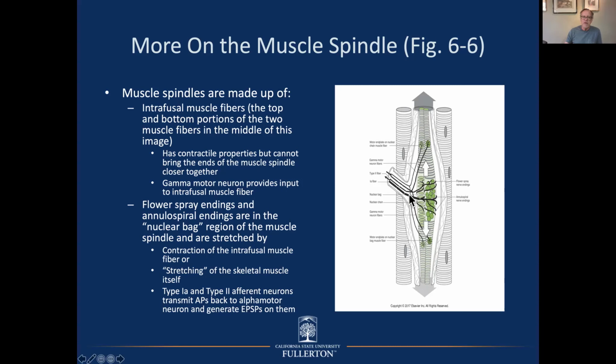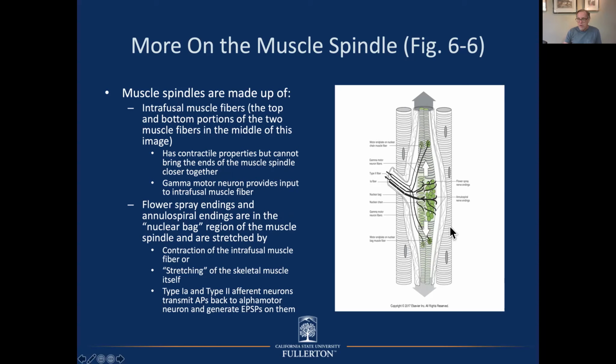So the intrafusal muscle fibers have contractile properties, but they cannot bring the ends of the muscle spindle closer together. Gamma motor neuron provides input to the intrafusal muscle fiber. Now that's a key point. So what kind of a neuron and what system is going to give instructions to intrafusal muscle fibers to contract? Gamma motor neurons. What neurons give commands to extrafusal muscle fibers to contract? Alpha motor neurons.